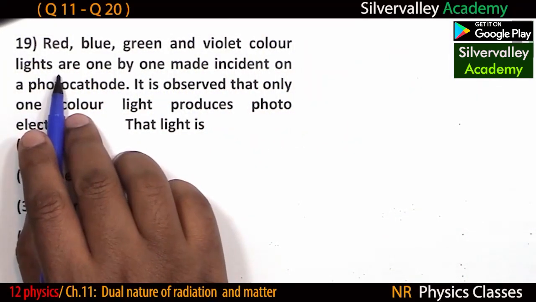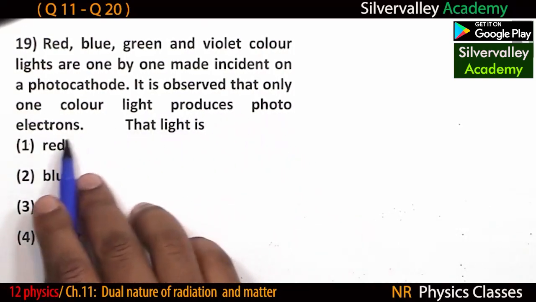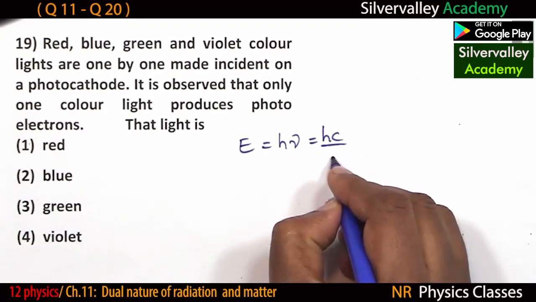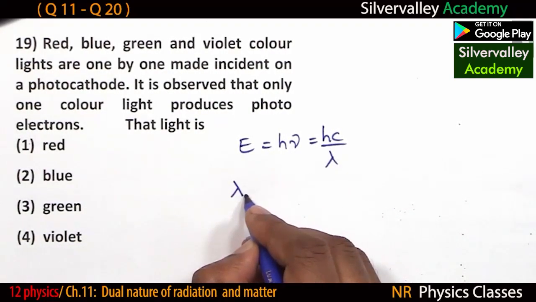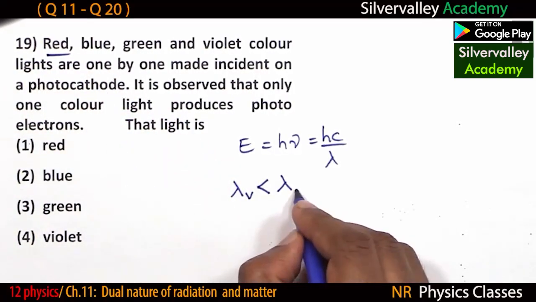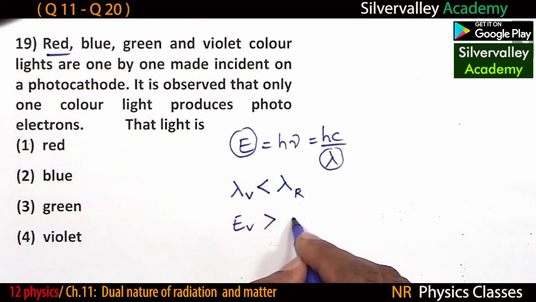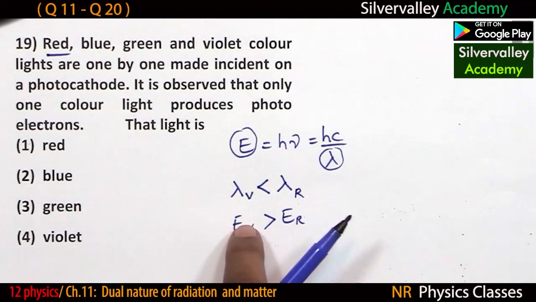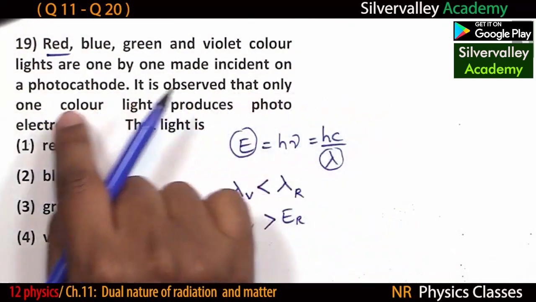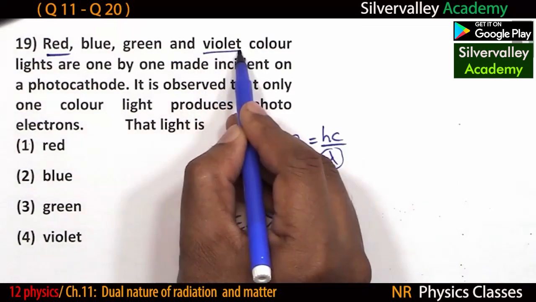Red, blue, green, violet color lights are one by one made incident on a photocathode. It is observed that only one color light produces photoelectrons. That light is? So energy equal to h nu or hc by lambda. Lambda for violet is less than lambda for extreme red. But lambda is inversely proportional to energy. So energy of violet is greater than energy of red, and all other energies are between violet and red. It is observed that only one color produces photoelectrons, means that which is with highest energy. So that is violet.